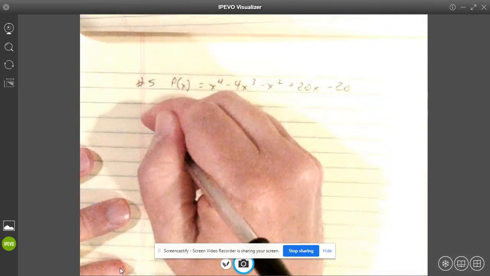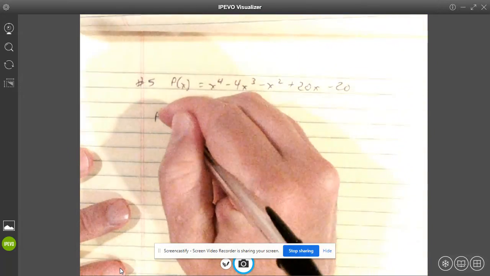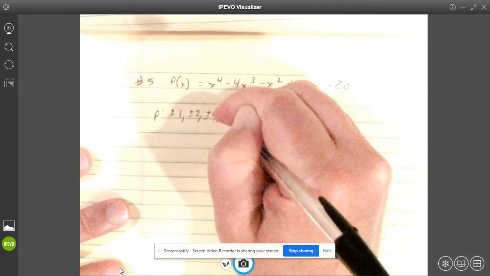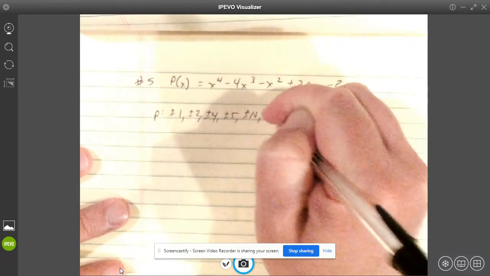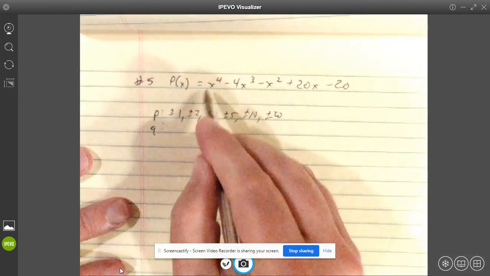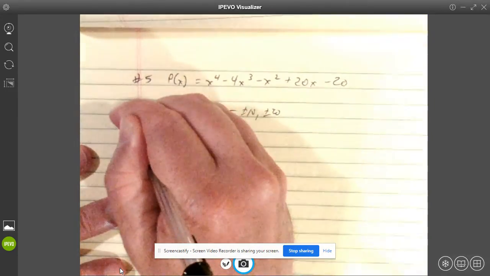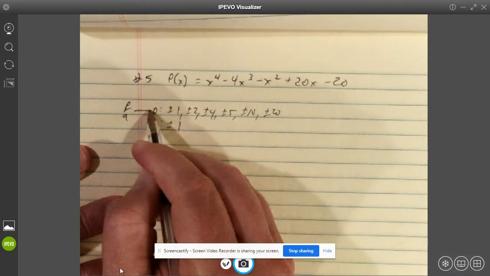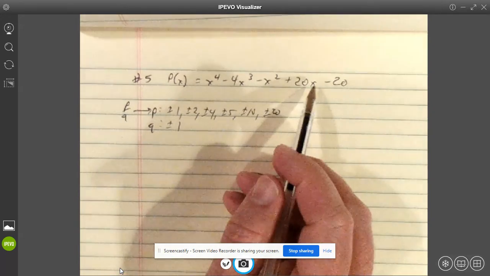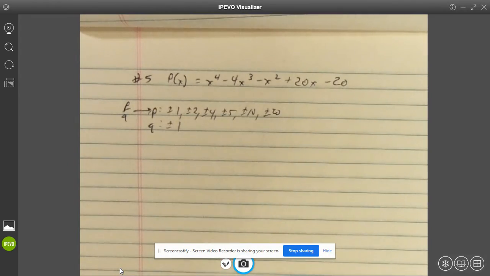So again, before I graph it, I just want to get a look at my P over Q list, to see if there's any rational roots out there. So P are all my factors of negative 20. So that's positive and negative 1, 2, 4, 5, 10, and 20. Now the good news is Q is 1, so only positive, negative 1. So my P over Q list is just going to be the same as my P list, so I don't have to worry about making a second list. I know if this thing has any rational roots, it's going to be in this list right here. All right? So let's get a graph of this thing.